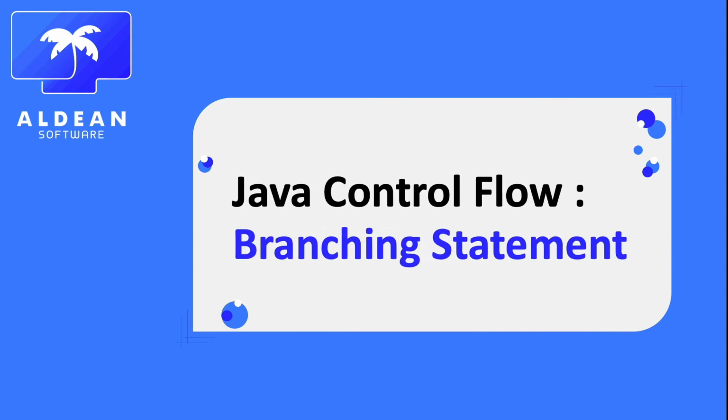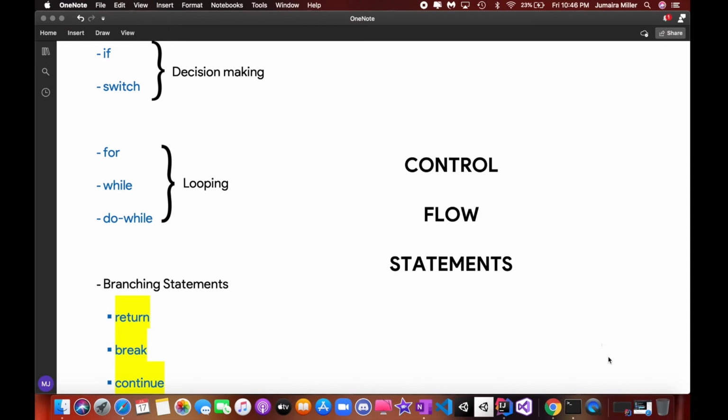This video will cover Java control flow's branching statements. There are three different types of statements for control flow in Java: decision-making, looping, and branching.